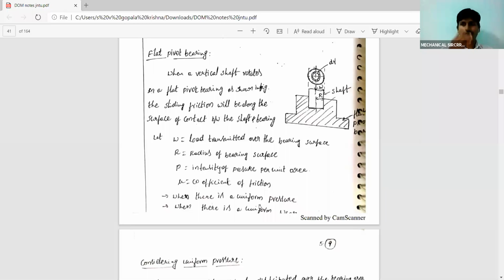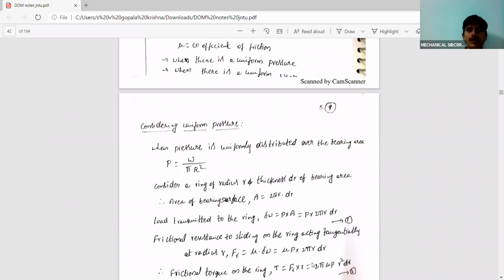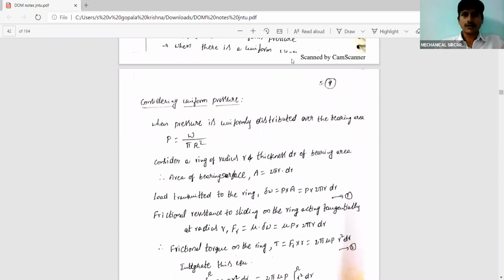When the engine is in running mode, it may have uniform pressure. That is the assumption: uniform pressure and uniform wear. Then only is it possible to determine the frictional torque values and frictional power values, that is, the power lost in friction. Those two are calculated under these conditions. Now all of you observe here: considering the uniform pressure point of view, I already said what the procedure is. Okay, we will follow that.